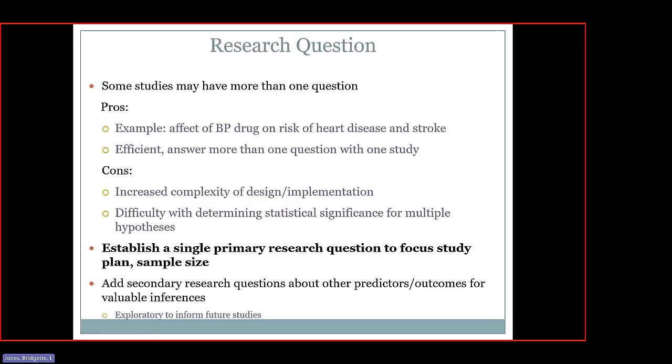And then you can add secondary questions that won't necessarily be powered to answer that question, but you can add some secondary research questions that are considered more exploratory, that maybe will help inform a future study around that question.